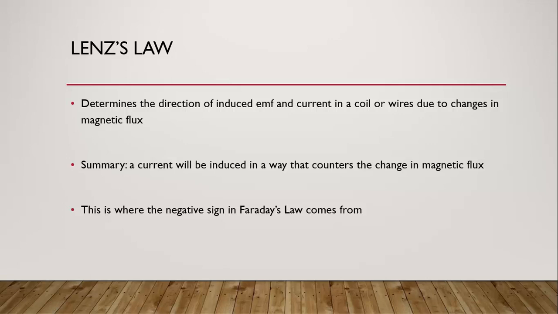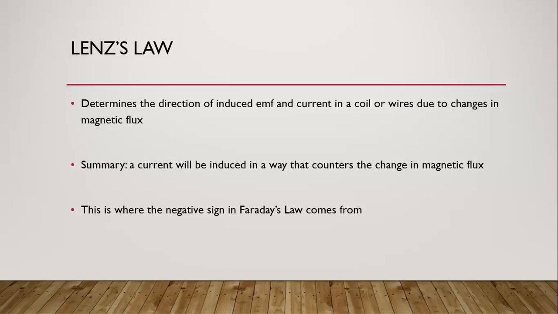This negative sign is a way of mathematically showing what we call Lenz's law. Lenz's law determines the direction of induced EMF and induced current in a coil of wires due to a change in magnetic flux. A basic summary is that a current will be induced in a loop of wires that counters the change in flux. If you're changing the flux in a way that decreases the magnetic flux, a current will be induced in the wires to try to maintain a constant flux through the middle, producing a magnetic field in the direction of the current magnetic field.